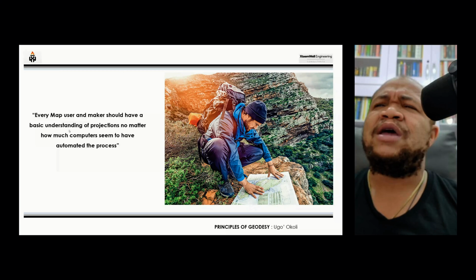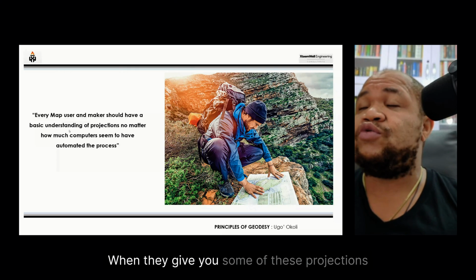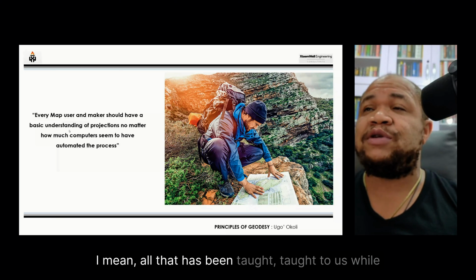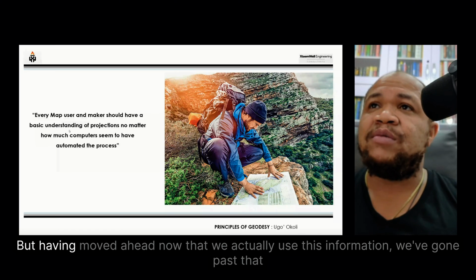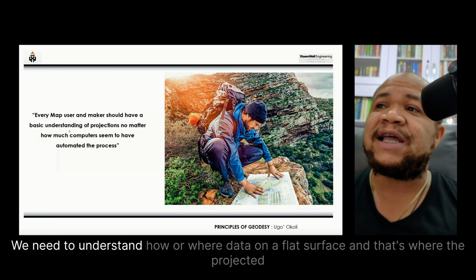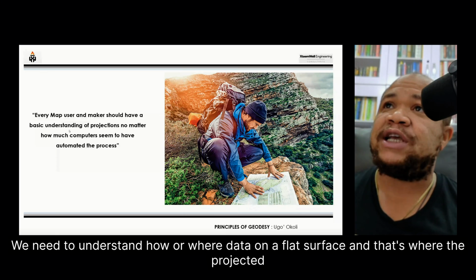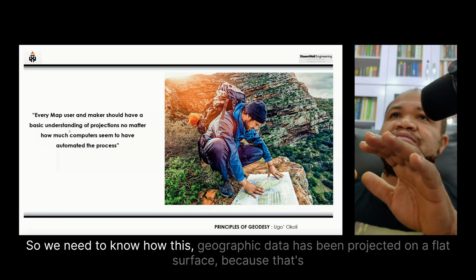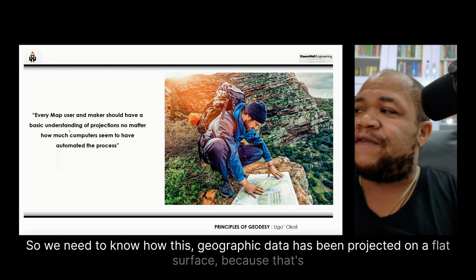We hear the word datum. Most of us don't even understand what datum is being referenced when they give you some of these projections. Yes, longitude and latitude we understand. I mean, all that has been taught to us while we were in secondary school. But having moved ahead, now that we actually use this information, we've gone past that. We need to understand how or where data is on a flat surface, and that's where the projected data comes in. So we need to know how this geographic data has been projected on a flat surface.